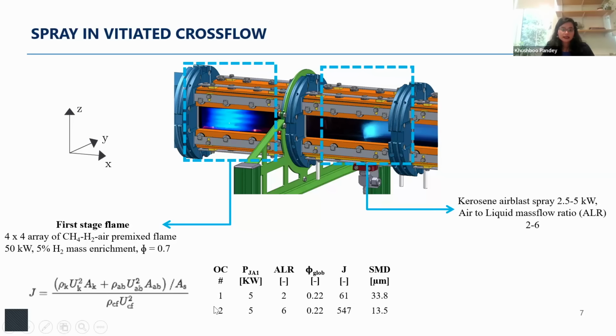When we increase the ALR to 6, the jet to cross flow momentum ratio increases while decreasing the mean diameter of the spray. So I want you to focus on this. When ALR is low, the jet to cross flow momentum ratio is lower, so we can infer that there would be low mixing, but the SMD is higher, which means the time scale for evaporation would be higher. On the contrary, when we have higher ALR, we have high jet to cross flow momentum ratio, more mixing, and then lower SMD, which means smaller droplets, leading to faster evaporation.